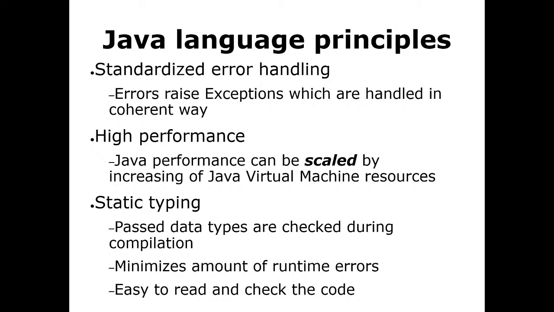High performance, which, as I said, depends on the hardware the Java code is run on. Right, again, static typing, which has its own advantages, like minimizing the amount of runtime errors. It is possible that everything is checked during the compilation and you don't have any errors relating to the data type you are using. And again, yeah, it's easy to read and check the code.